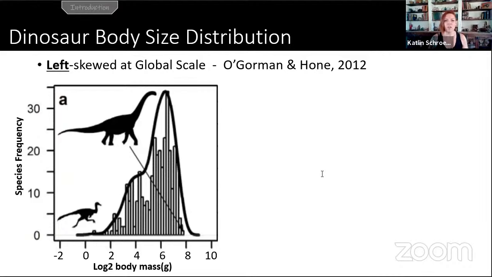And they found that there was a really weird kind of distribution. Dinosaurs show this left skew. And what that means is that the majority of dinosaur diversity is centered around animals that are large. Big dinosaurs are more common.